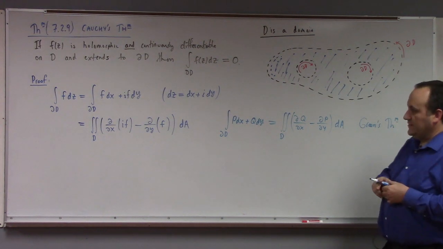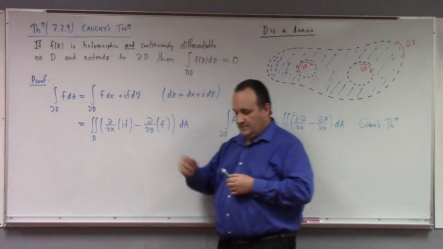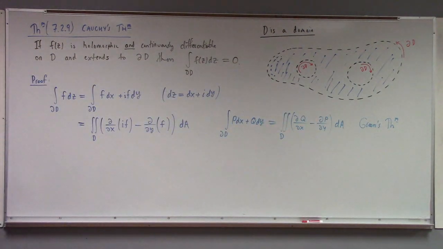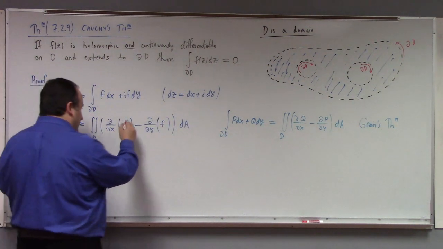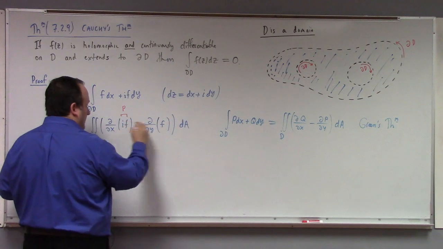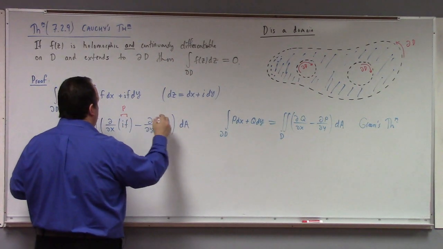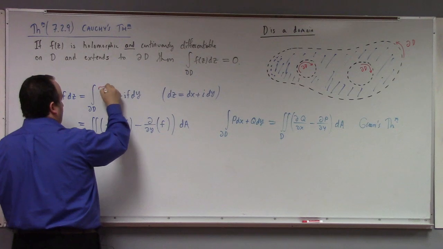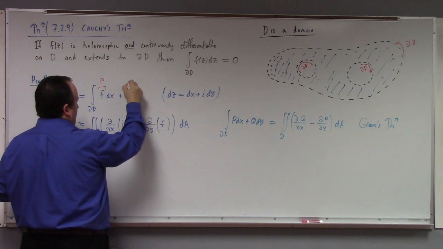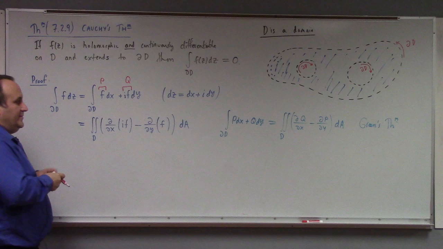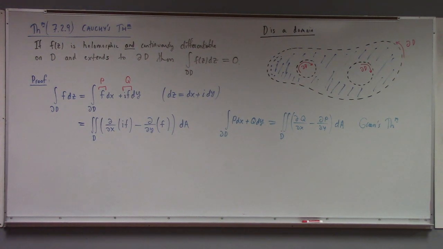So what I'm claiming is that I can do the same in the complex. I can think of this as P, and I can think of this here as Q. And I'm claiming that Green's theorem naturally generalizes to complex componented, it's not a word, is it? Vectors with complex functions as components.